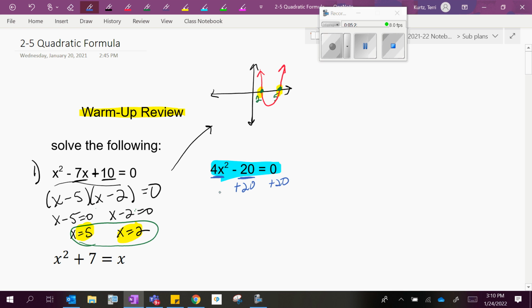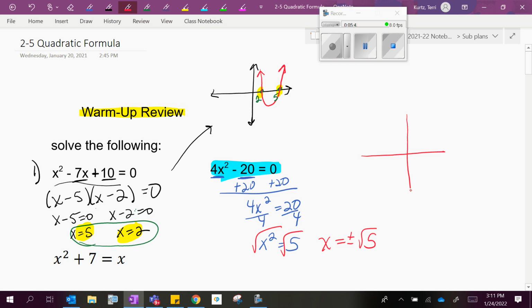I can add 20 to both sides. 4x squared equals 20. Divide by 4, I get x squared equals 5. I need x by itself. So I get x equals plus or minus radical 5.